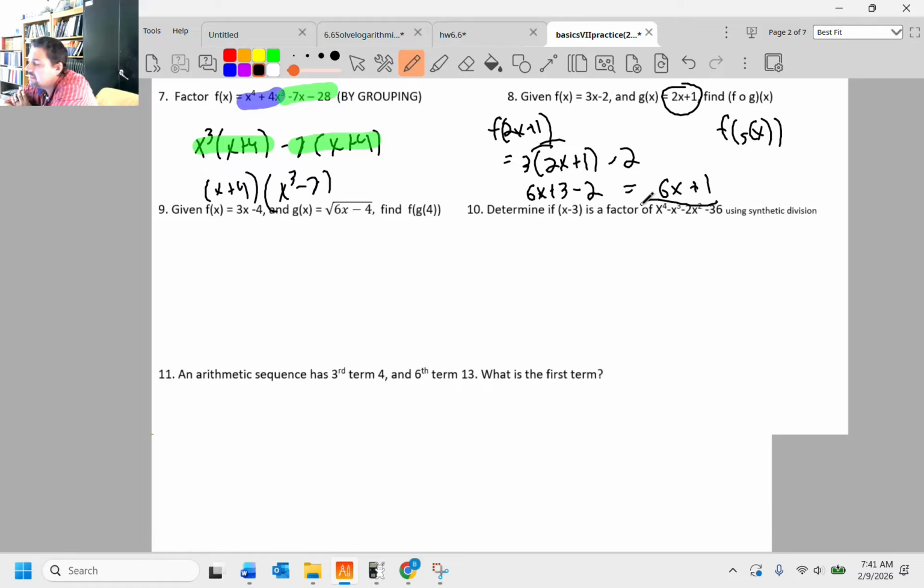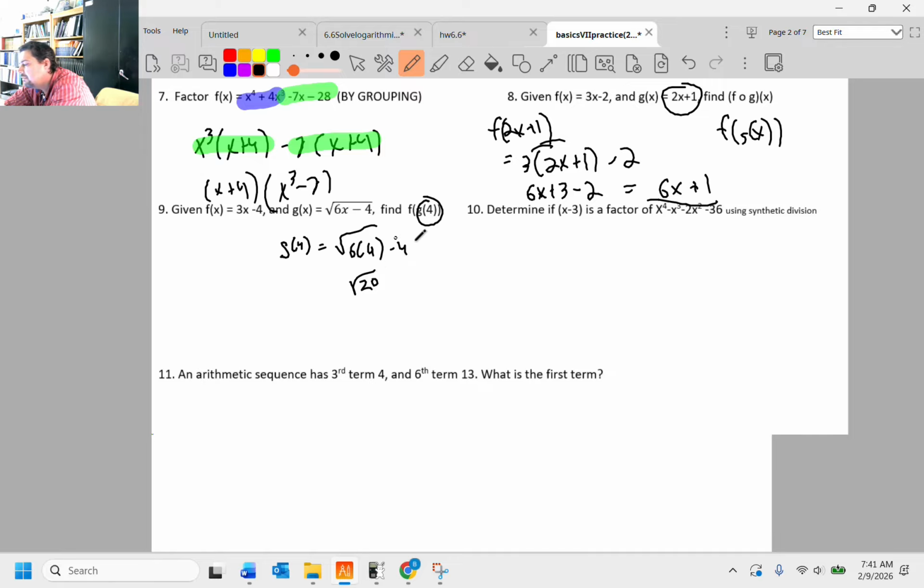Last one, then the class has got to start. Given f of x is 3x minus 4, g of x is the square root of 6x minus 4, find f of g of 4. We're going to start right here. First thing we're going to do is find g of 4. Everywhere we see an x, it's going to become a 4. Now that's going to become the square root of 20 because 6 times 4 is 24. Take away 4 here, that.